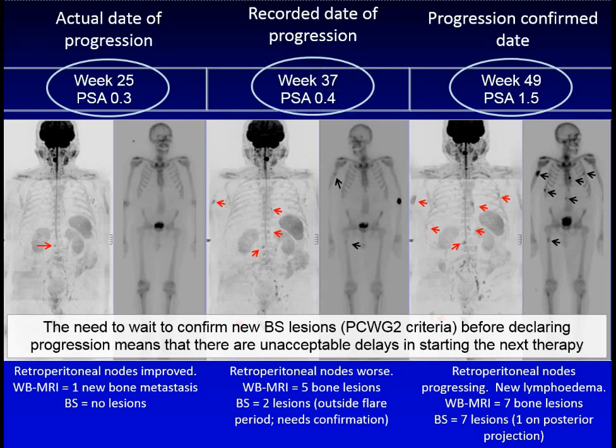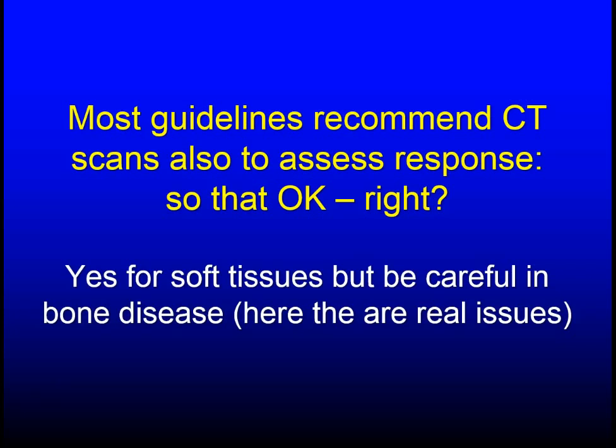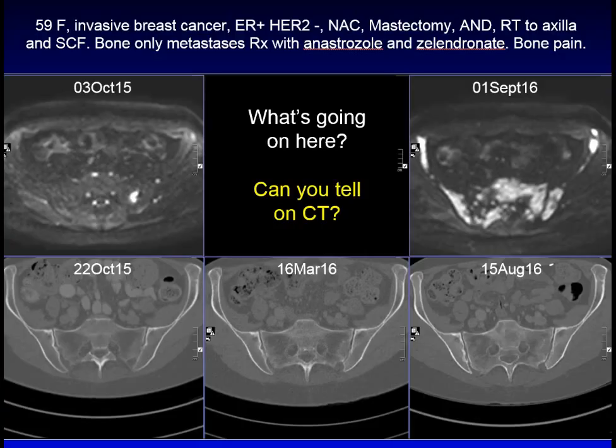Now, many of you will say that the guidelines recommend the use of CT scans also to assess response, so that should be okay. Well, it turns out that it's probably okay for soft tissues, but you really have to be very careful with bone disease, because progression can happen in front of your eyes and you can't even see it. And here is an example. So this patient has an ER positive, HER2 negative breast cancer. You can see that she has metastatic disease.